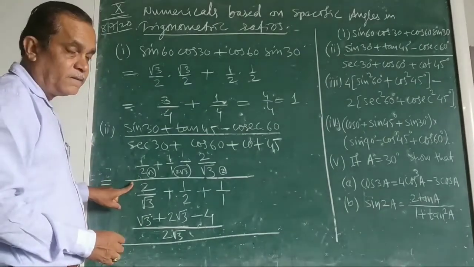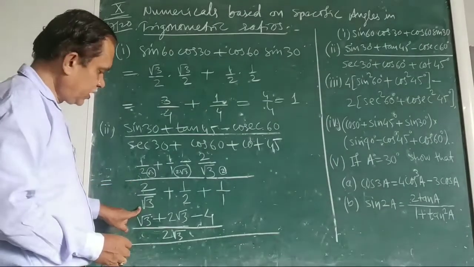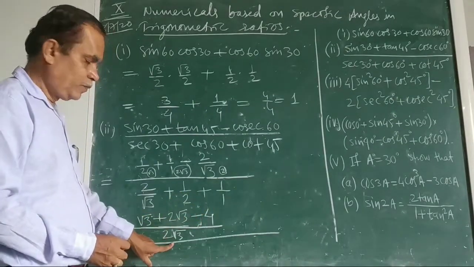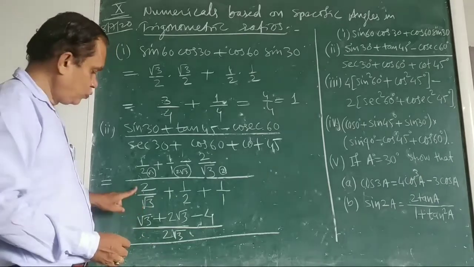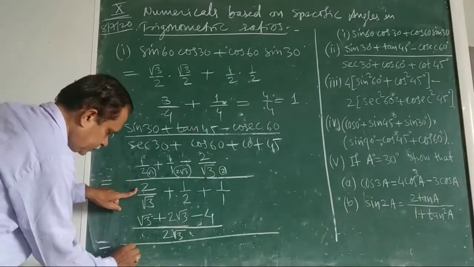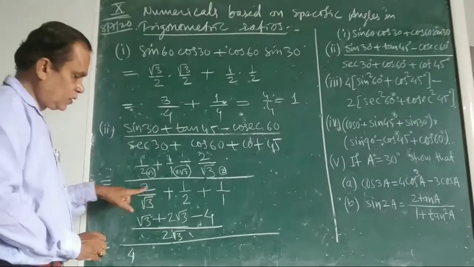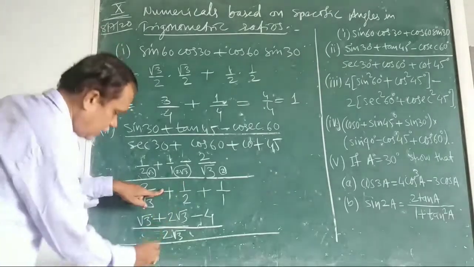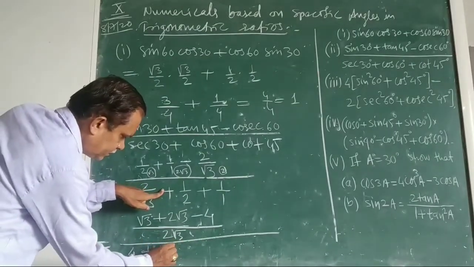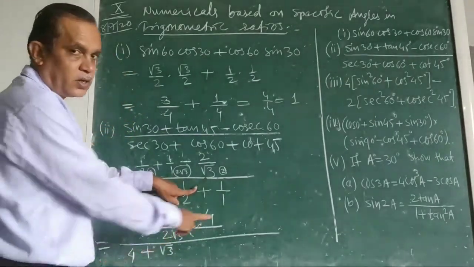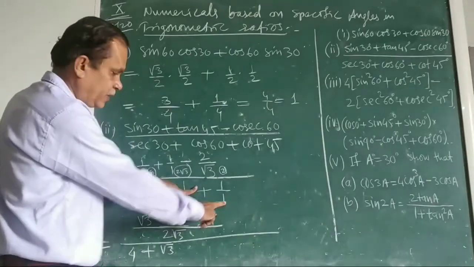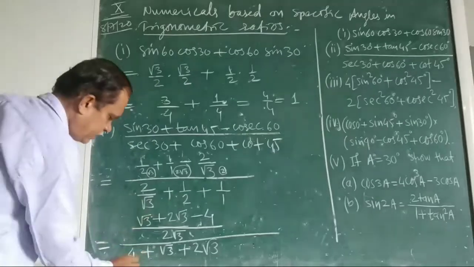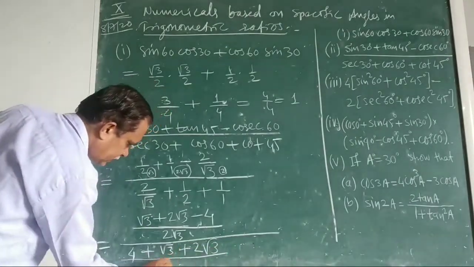Upon means division. You got again here root 3, 2, 1. What is LCM? 2 root 3. Same. So here you multiply by 2, 2 is 4. Plus here you multiply by root 3. Root 3 into 1, root 3. Plus here you multiply by 2 root 3. Then divide by 2 root 3.